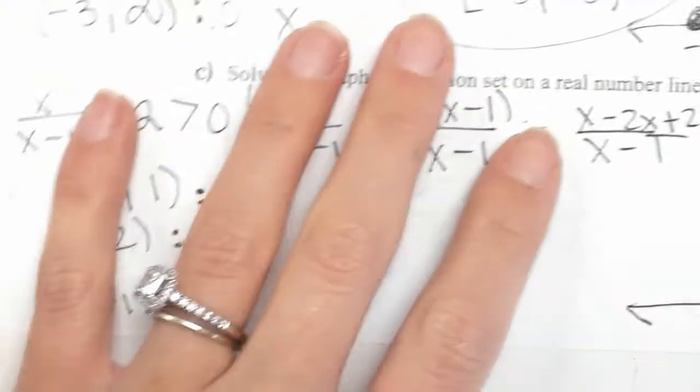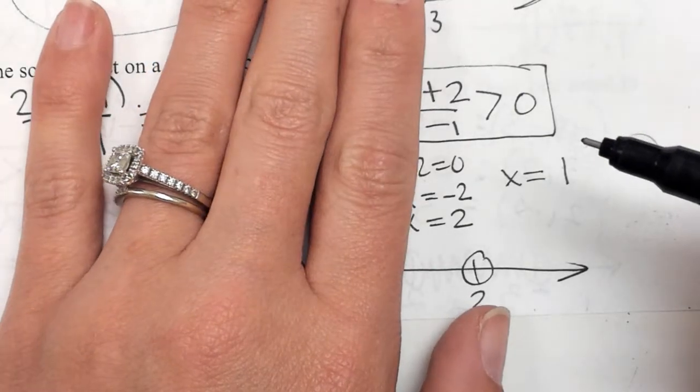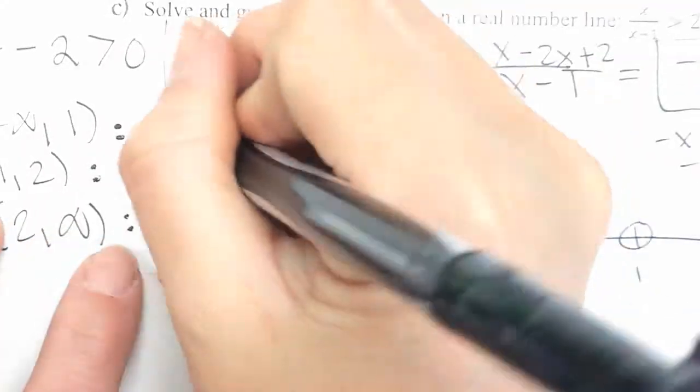Alright, if I plug in 0, let's do it out loud. Won't everything cancel out except 2 over negative 1? What's 2 over negative 1? Is that greater than 0? No. So that one won't work.